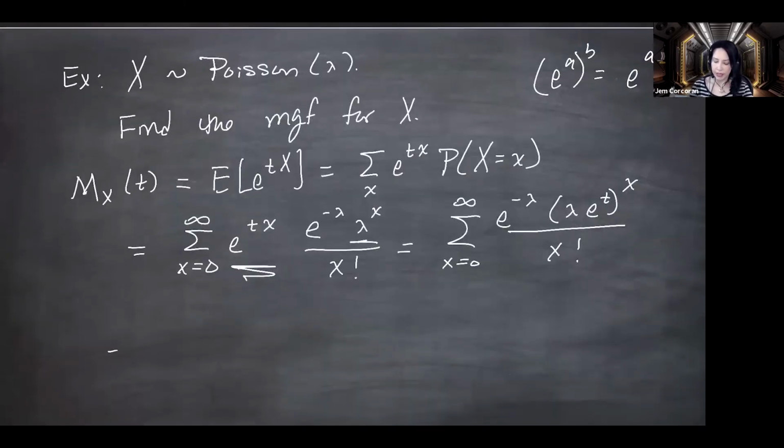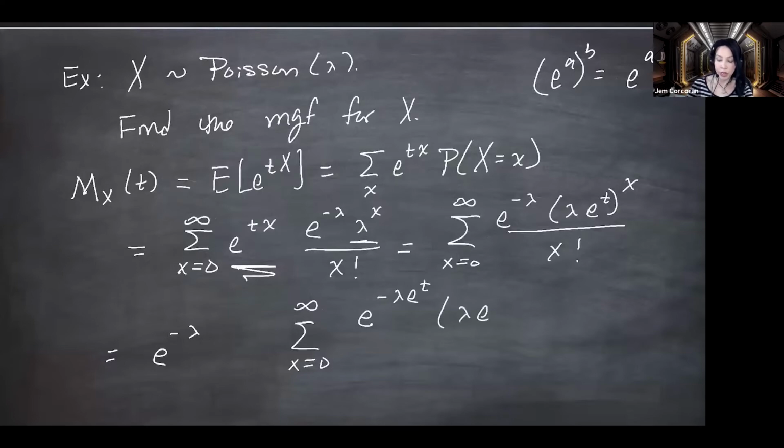So I'm going to do this. I am going to take out the e to the minus lambda, because that's kind of not what I want there. And I'm going to put in an e to the minus lambda e to the t, just because I'm trying to mimic the Poisson distribution.